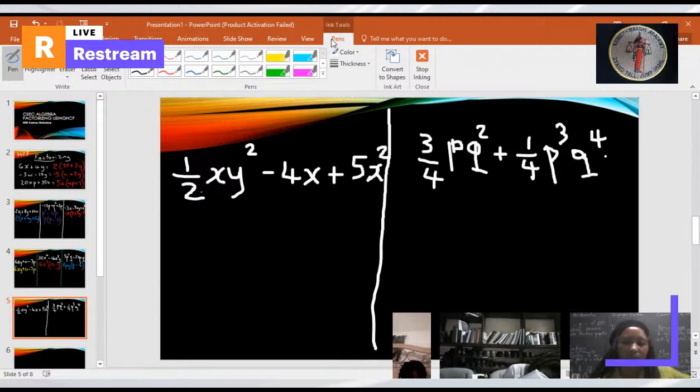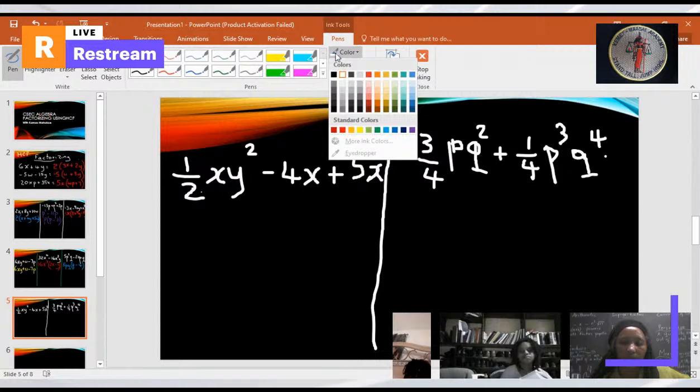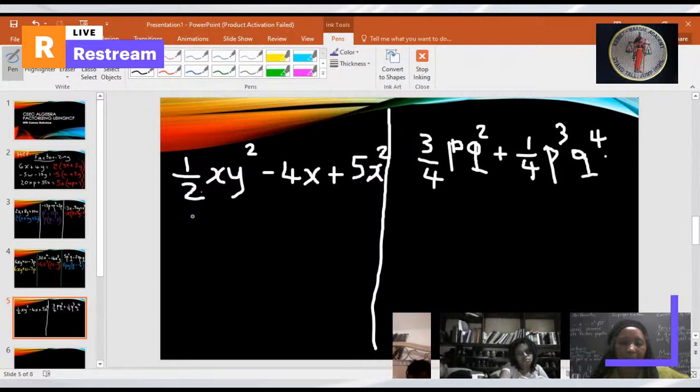Okay, so let's go. Imani, you take the first one. How would we approach that? Read it for me. Half xy squared minus 4x plus 5x cubed. All right, so how are we going to approach that?